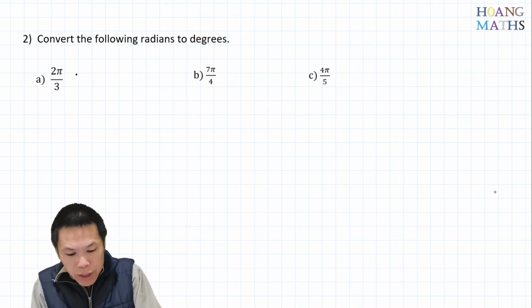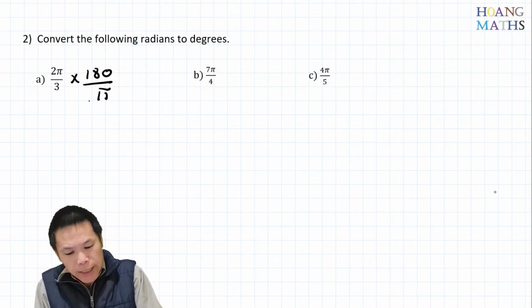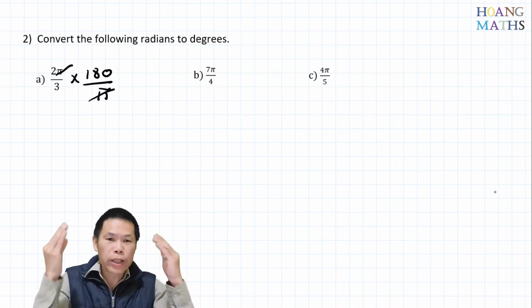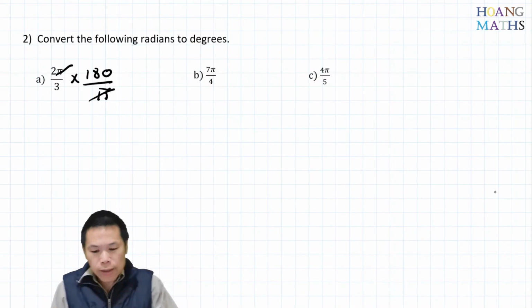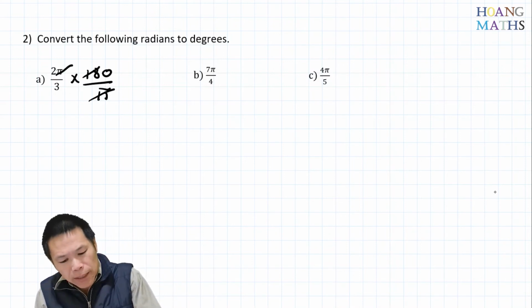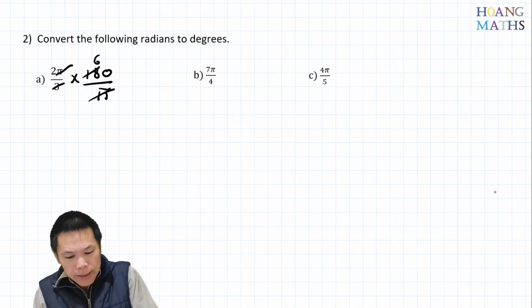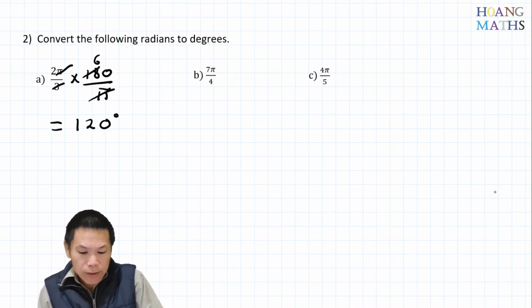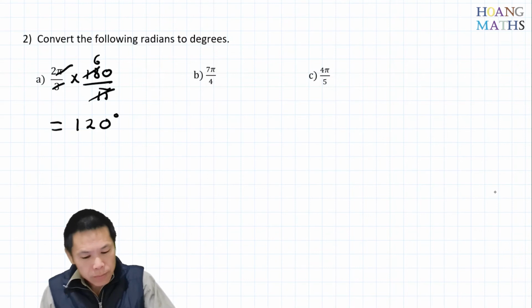So what I do, I times by 180 over pi. And this cancels out. And 2/3 times 180, you can just put in a calculator. Otherwise, we go 180 divided by 3 is 60, and 60 times 2 is 120. So 120 degrees. There you go.